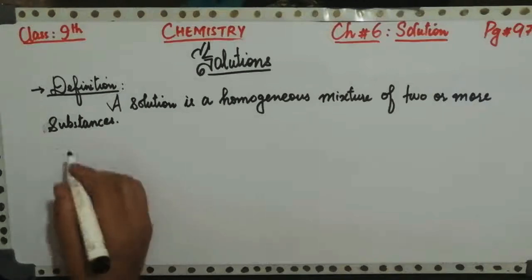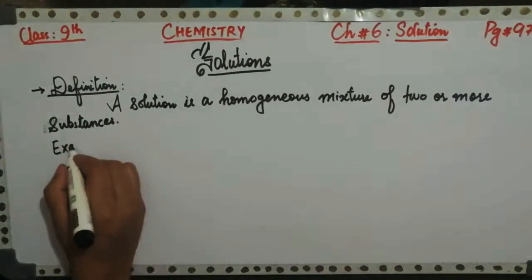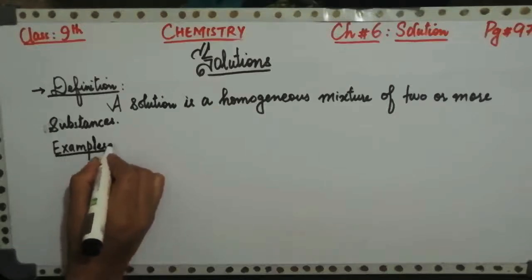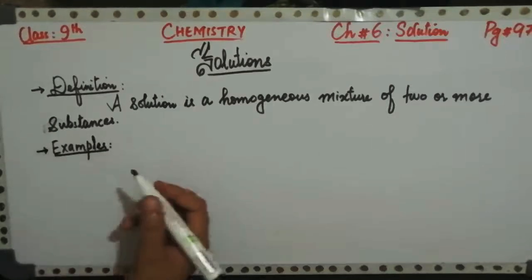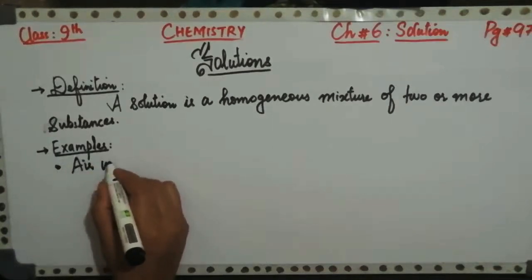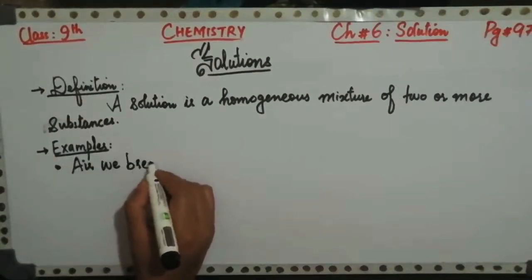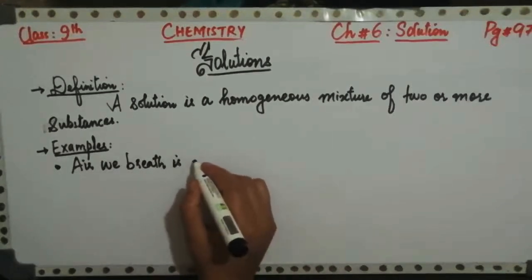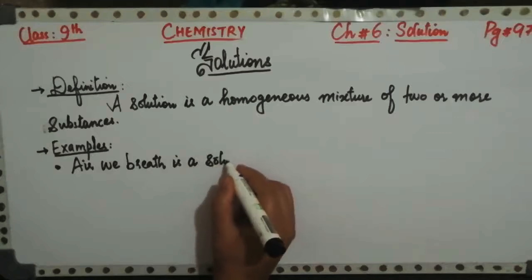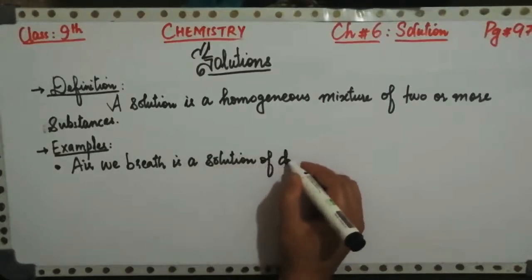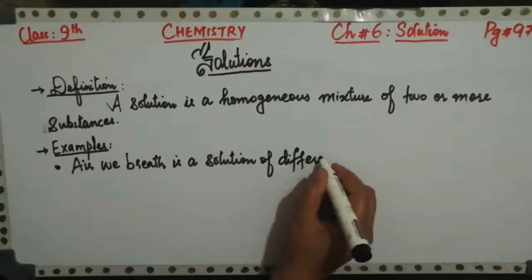For example, you need to write some examples in this case. Number 1, air we breathe, the air in which we breathe, is a solution of several gases. It is an example of solution of different gases. Several gases means different gases.